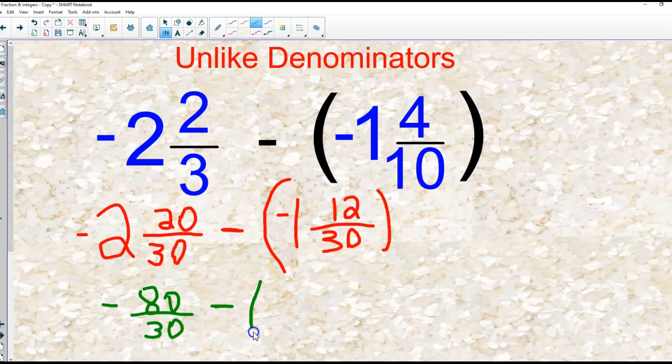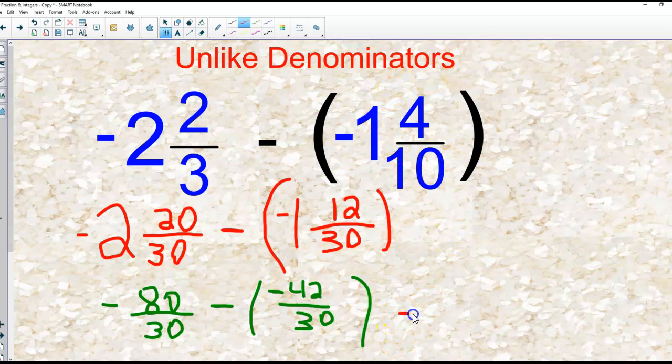And let's look at the next one. So 30 times 1 is 30, and then plus 12. So this is going to be 42 over 30. And again, I need to bring the sign with me, so it's negative. All right, so we've done our first two steps of finding a common denominator and then making them improper. Now we're ready to solve.